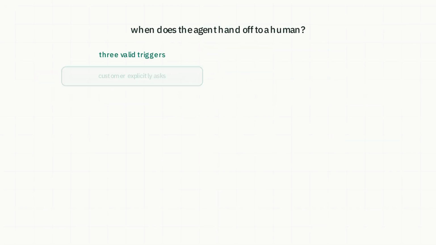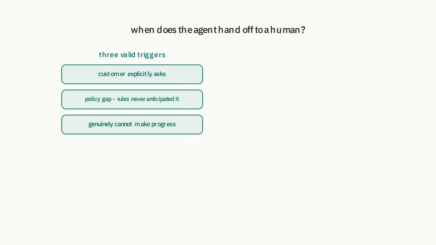First pressure point: when does the agent hand off to a human? The exam is surgical about this, and Law 6 is the answer key. 3 valid triggers: the customer explicitly asks for a human, the situation hits a policy gap, a case the rules never anticipated, or the agent genuinely cannot make progress.